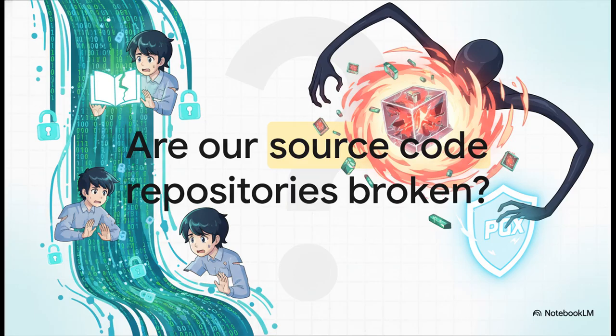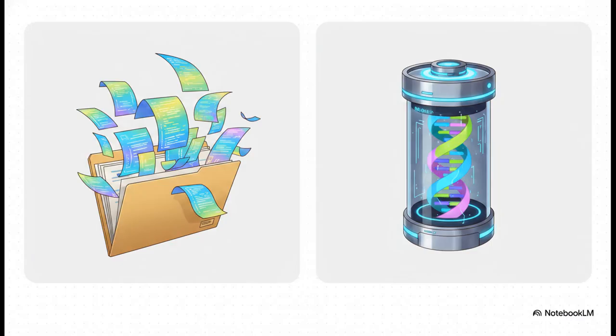Let me start by asking you something that, well, it might make some of you a little uncomfortable. Are our source code repositories fundamentally broken? I mean, really think about it. Our most valuable intellectual property, the literal DNA of our software, usually just sits there in repositories or on developer machines as plain, highly readable text. Even if it's tucked away behind a firewall, once you're in, the code is just sitting there completely exposed. In an era where advanced data scraping is the norm, is that a massive vulnerability? You bet it is.